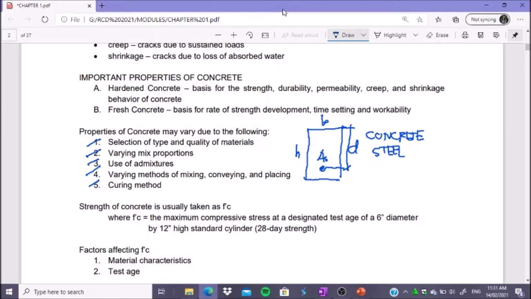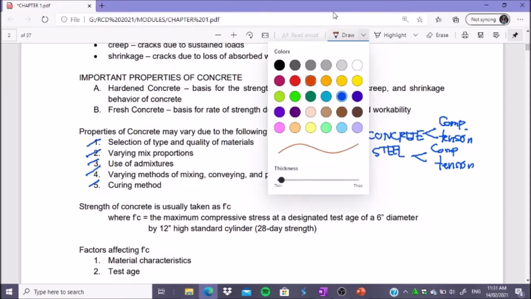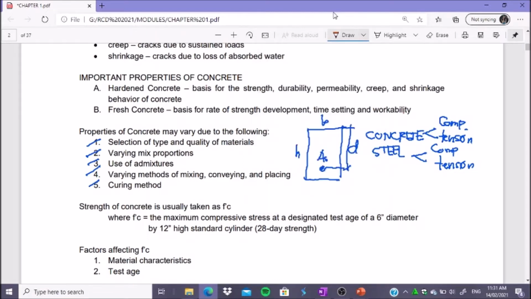concrete is good in compression, but in tension, it is weak. Weak in tension. Whereas steel is strong in both compression and tension. So the tension effect of concrete is neglected. We have to neglect it.